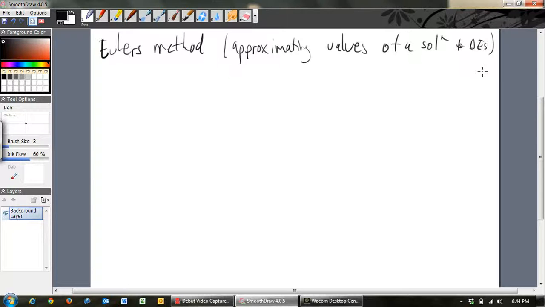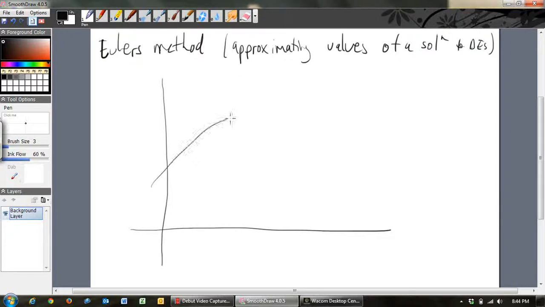Let me explain. What this method is all about is, say we have a graph that looks like that. Euler's method says, well, if we can't solve an integral or something like this, what we can do is approximate the curve. In other words, if you take any point on this function, and then you draw a tangent to that point.